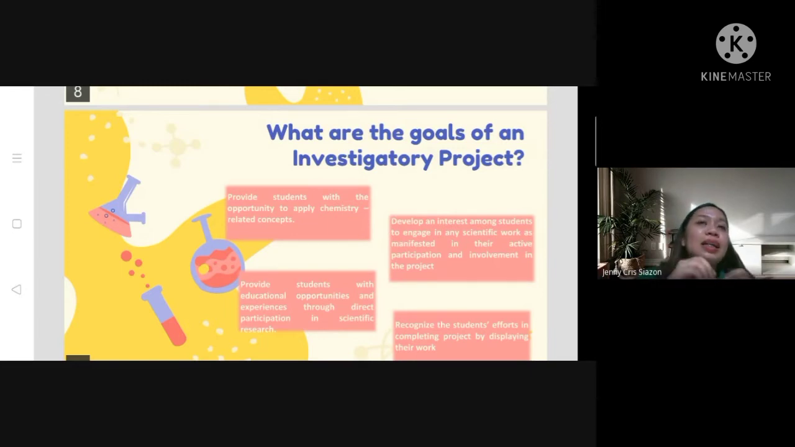Following the scientific method and all the processes needed for you to become successful in your endeavors. Okay? And the last one, recognize the students' efforts in completing project by displaying their work. And that's our goal, no? As teachers, to recognize all your efforts in science.